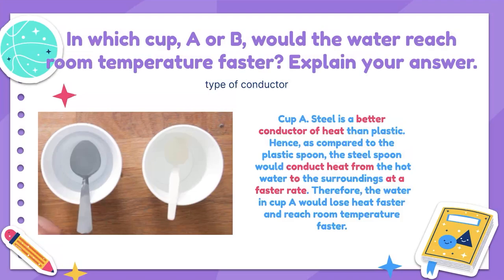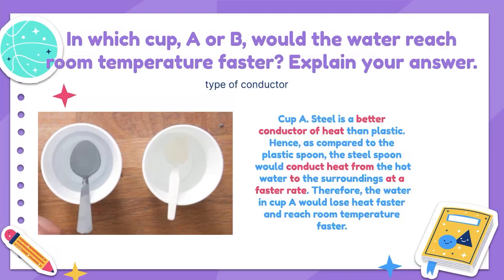In cup A or B, would the water reach room temperature faster? Explain your answer. Cup A. Steel is a better conductor of heat than plastic. Hence, as compared to the plastic spoon, the steel spoon would conduct heat from the hot water to the surroundings at a faster rate. Therefore, the water in cup A would lose heat faster and reach room temperature faster.